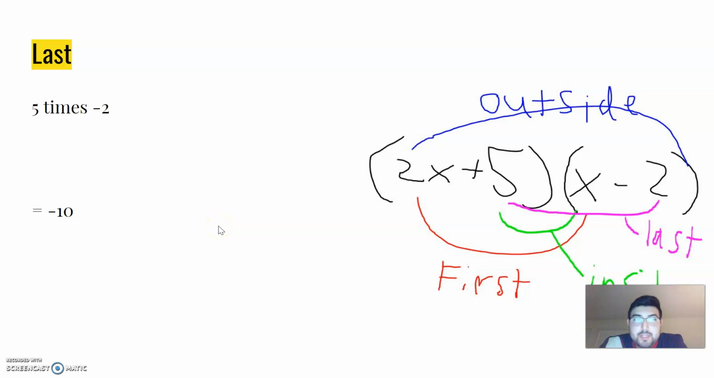And then last but not least, the last two numbers: 5 times negative 2. As we've gone over, as long as you see a negative, if it's a positive times a negative, it's going to be a negative. A positive times a positive is a positive. A negative times a negative, remember that two negatives make a positive. And a negative times a positive is going to be a negative. So 5 times negative 2 is negative 10.